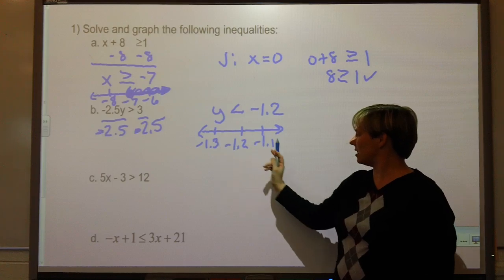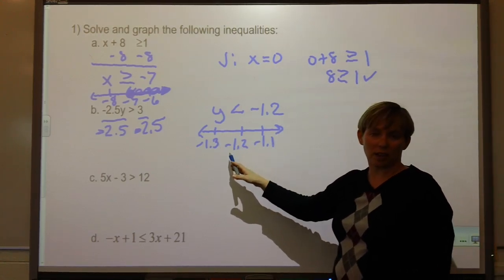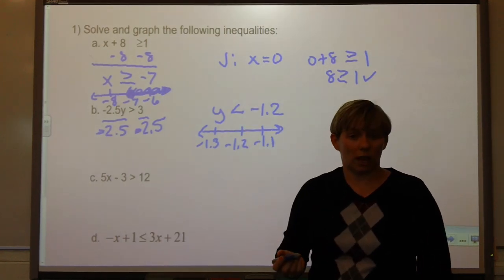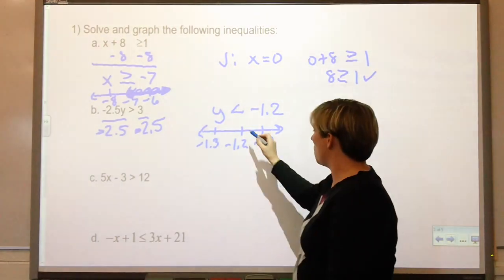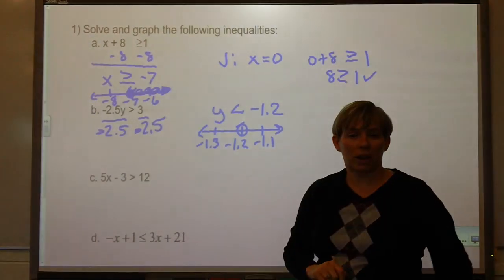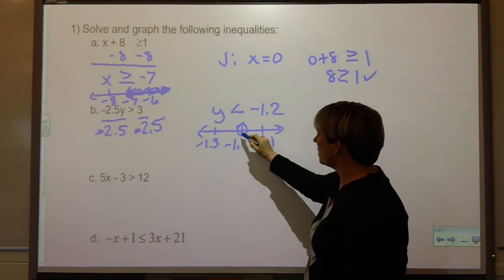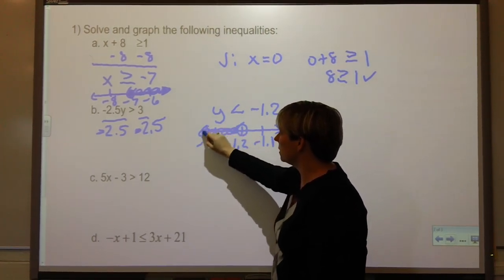I want to stay consistent with my numbers, so if I've got a decimal here, I'm going to go ahead and use the decimal here. Less than, no equal to sign, so that means open circle. I don't want my circle filled in. I want to get as close to that number as I possibly can. I don't want to include it, and I want everything less than that, so that's numbers over here.